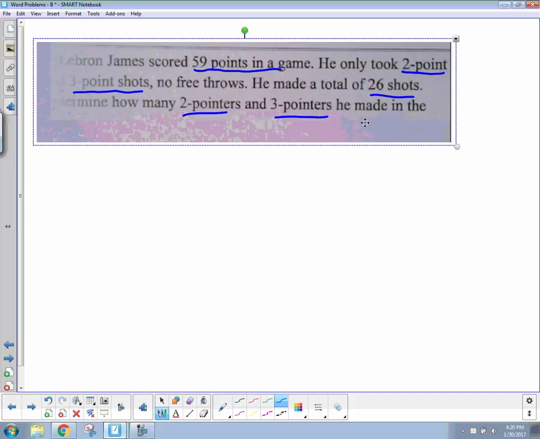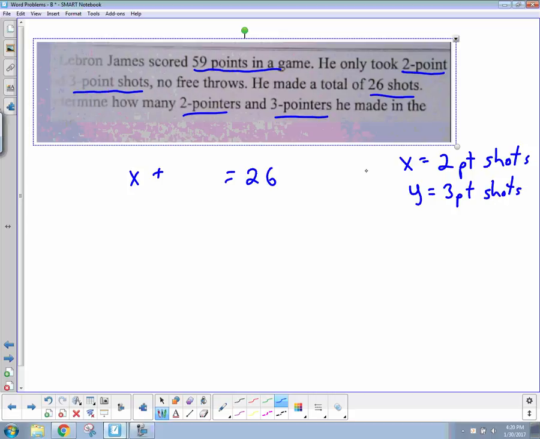So keep this in mind. He shot 26 times. Okay, that's X for 2-pointers. Shots. Let's not get confused here. And these are 3-point shots. So 2-point shots plus 3-point shots equals 26 shots. Now again, what's their worth? Well, 2 points for the 2-point shot, and 3 points for the 3-point shot, for a total of 59 points.